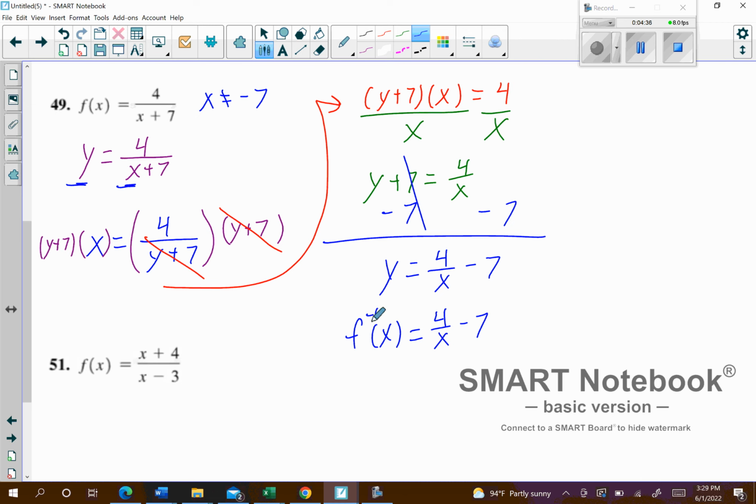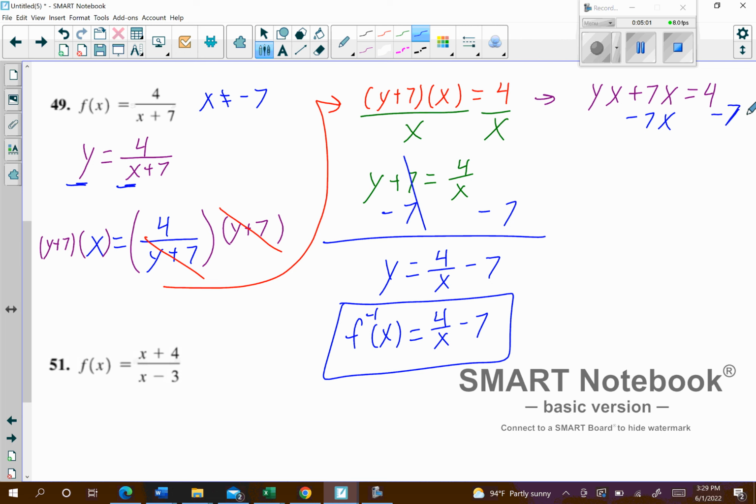Okay, now I don't want to confuse you, but I do want to show you what you could have done if you really wanted to. Over here, if I would have distributed the x, I would have had yx plus 7x equals 4. And it's going to look a little different, but the two answers will actually be equivalent. So I would have started by subtracting 7x on both sides.